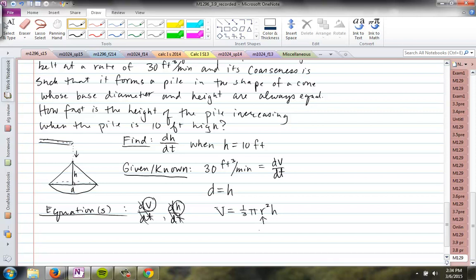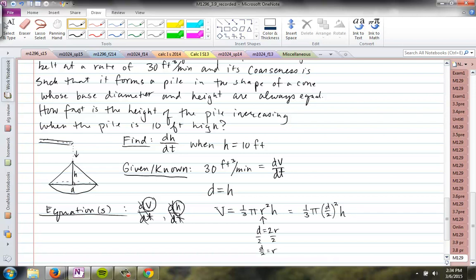So then what we'd have is d is equal to 2r, and so solving for r, we get r is equal to d over 2. So let's plug that in. Take another look at it. 1/3 pi, and then we have d over 2 squared times h.